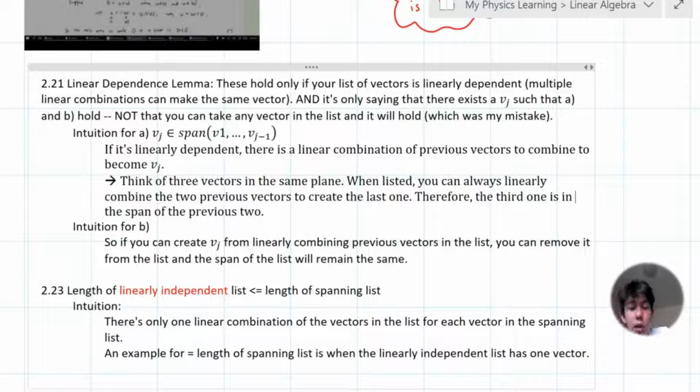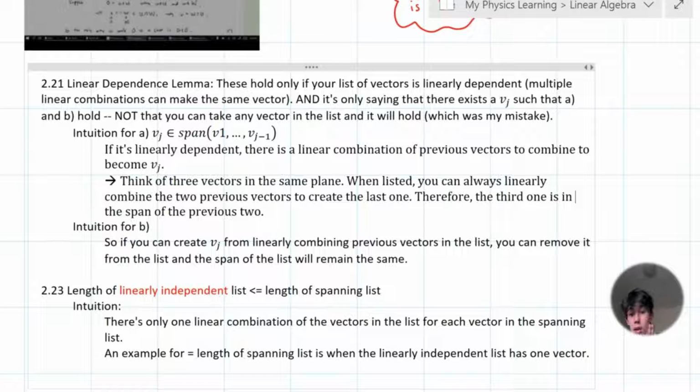So, okay, I've written it here. Multiple linear combinations can make the same vector. That's what it means. And this lemma, if you read it closely, it's saying that there exists Vj such that A and B hold. Not that any vector in the list, you can take any vector in the list and A and B will hold if it's linearly dependent. It just means there exists one vector in the list. You have to find it where A and B hold. Okay? So those were my mistakes for the linear dependence lemma.